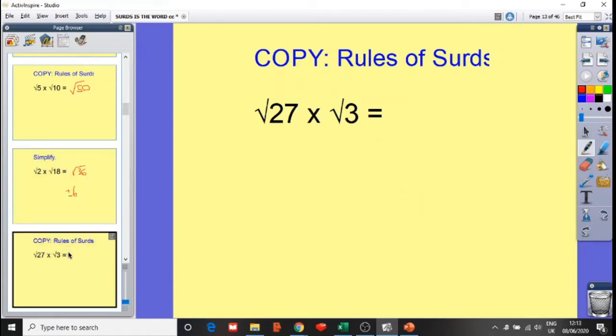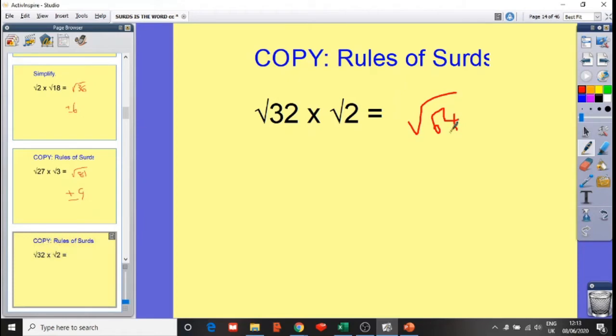Square root of 27 times 3. 27 times 3 is 81, so it's going to be the square root of 81. And always remember to put a square root. Oh, 81 is a square number, so it's going to be plus or minus 9. Remember, these come up in non-calculator papers. Right, let's do another one. 2 times 32 is 64, the square root of 64. 64 again is a square number, so it's going to be plus or minus 8.